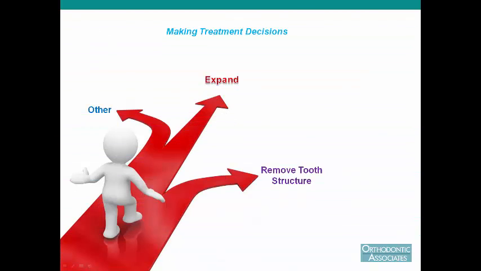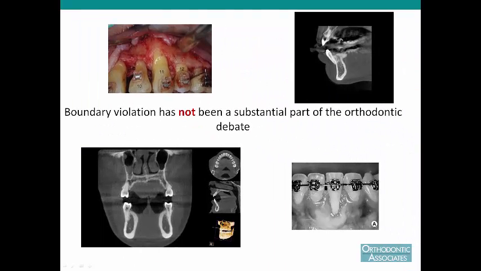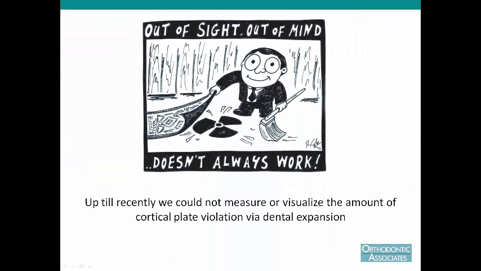So how does this change the way we treatment plan cases? Well, up till now, most of the argument regarding one treatment modality or the other is based on long-term stability of our treatment. Boundary violations have not been a substantial part of the orthodontic debate, mainly because they couldn't be seen until Cone Beam CT. There was no way of visualizing how much bone supported a tooth before Cone Beam CT came. Sure, you could surgically flap the tissue, but by then it was too late.